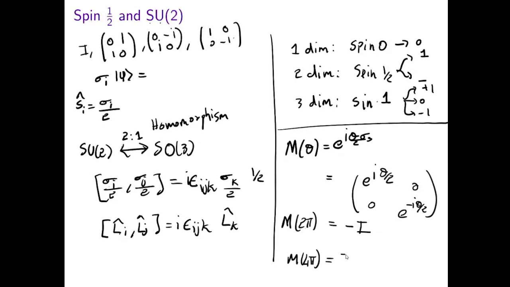Whereas if I put 4 pi, I'll get I back again. So this is kind of counterintuitive to us. Thinking about a circle, if I go through it by 2 pi degrees, I'll end up back at the starting point. Wrong. With the spinor, with this representation of this group, you need to go by 4 pi, and this representation is called a spinor.